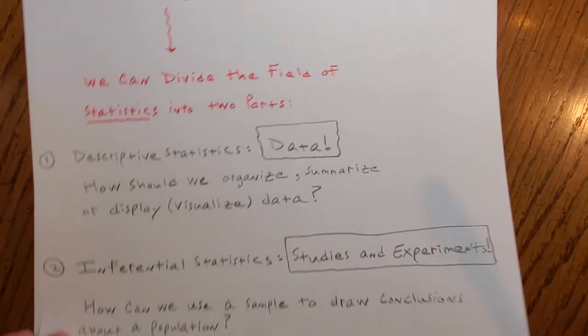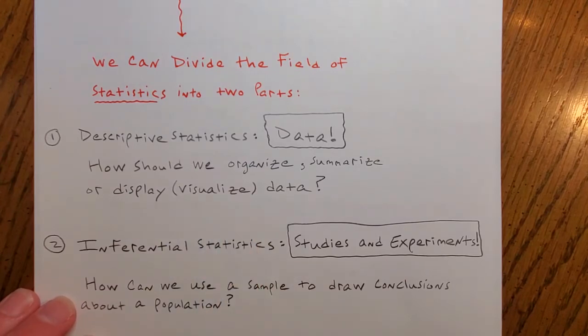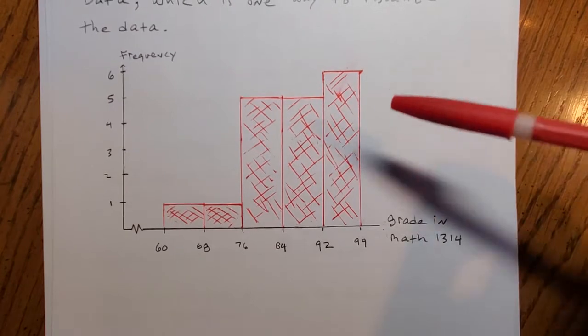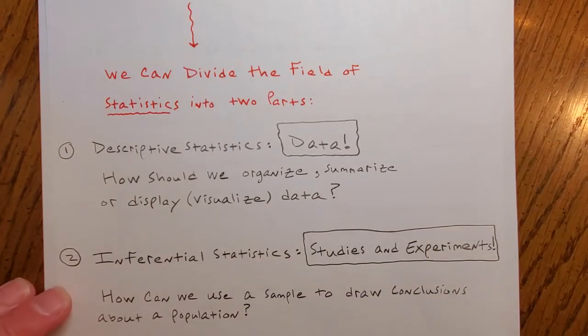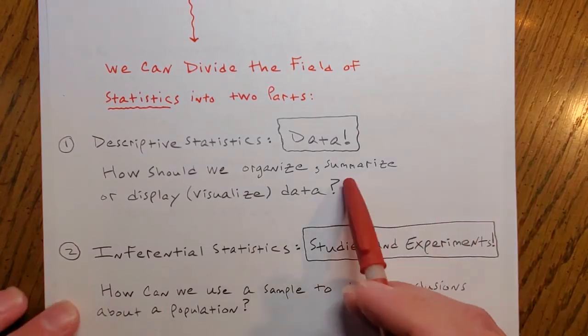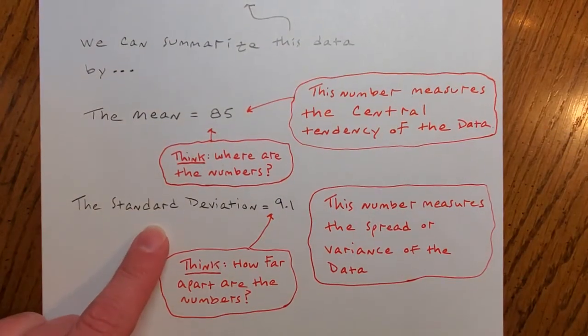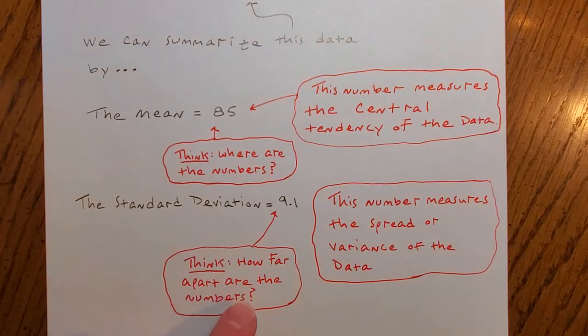I showed you an example of how you visualize data. How do we do that? The frequency histogram. It's a good way to visualize data. And then I showed you how to summarize or organize data in the mean and the standard deviation. Numbers tell you where the data are, and how far apart they are.